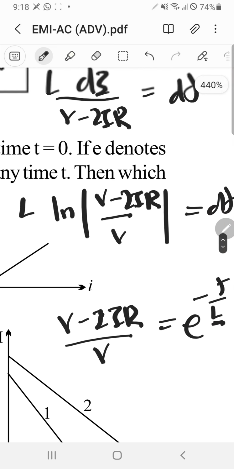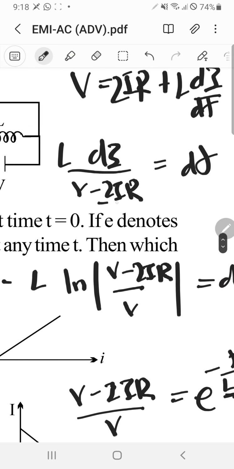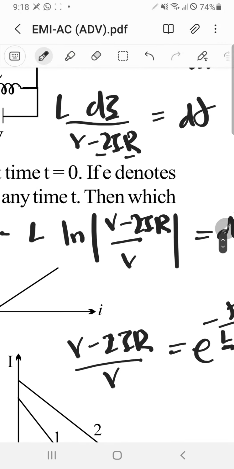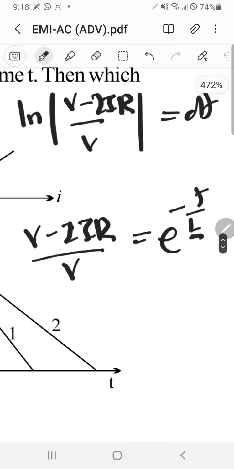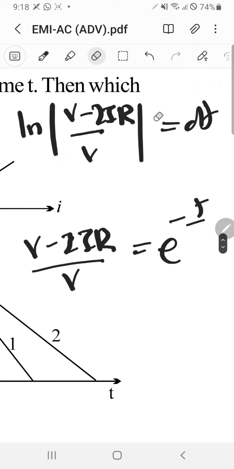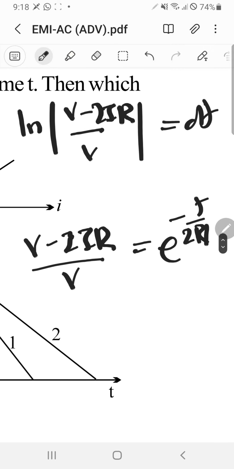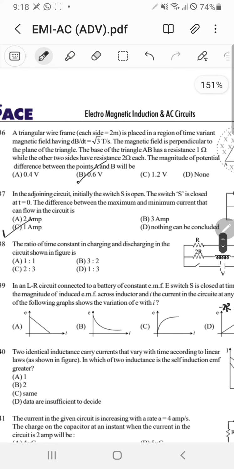Oh yeah, of course. There's this extra stuff over there. You have to talk about that as well. So it's not just negative, it's negative 2R. That's better. So 2R upon L, this is our time constant. Tau is L upon 2R. That's cool.